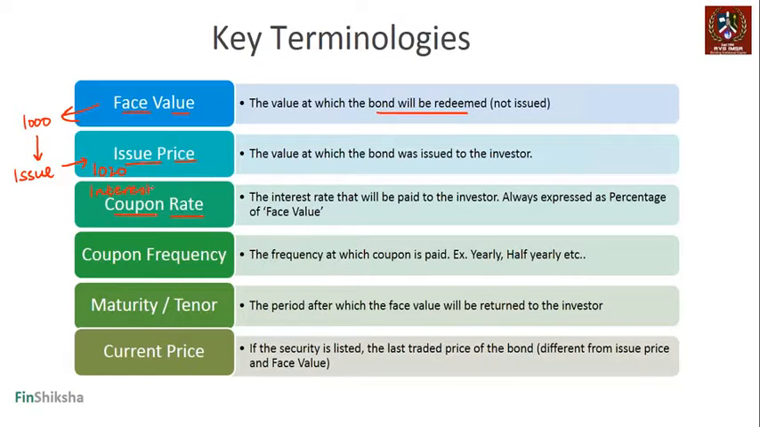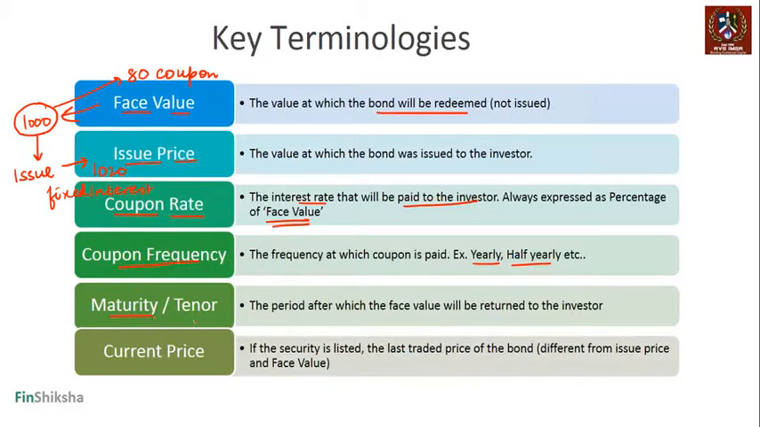The term that is one part of our income is called the coupon rate, which is also the fixed interest defined. Coupon rate is typically a percentage of the face value. So if the coupon rate is 8% on this 1000, we're talking about 80 as the coupon, right? The interest that will be paid to the investor on a frequent basis, whatever that frequency is, is defined as the coupon frequency. That could be yearly, half yearly, quarterly, or monthly.